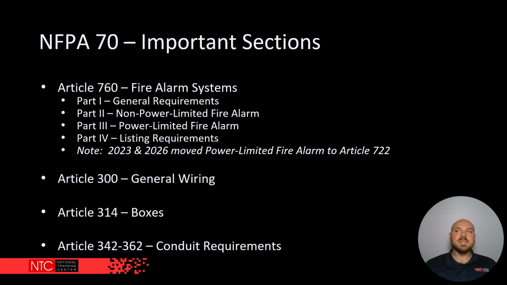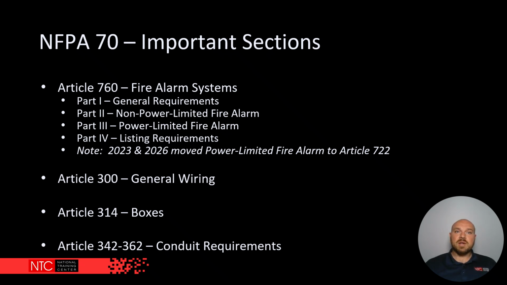You've got Article 760, which is the Fire Alarm Systems Wiring Article. Part 1 is going to tell you general requirements. Part 2 is going to tell you the requirements for the installation of non-power limited fire alarm wiring. Part 3 is for power limited fire alarm wiring. Part 4 is going to go over the listing requirements of the cable itself. Now, 2023 and 2026 moved power limited fire alarm information over to Article 722.